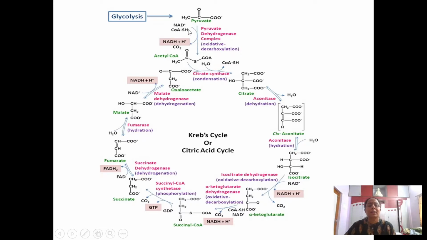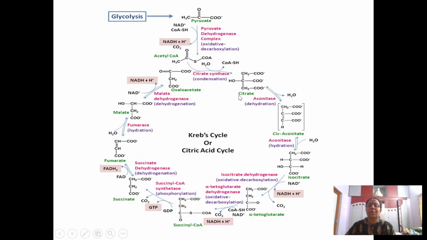Now let us start studying the citric acid cycle. Remember, from glycolysis what you have got? Pyruvate. From pyruvate what you have got? Acetyl coenzyme A. This acetyl coenzyme A condenses with oxaloacetate in the presence of citrate synthetase to form citrate. See, if you write it out, it is a tricarboxylic acid.